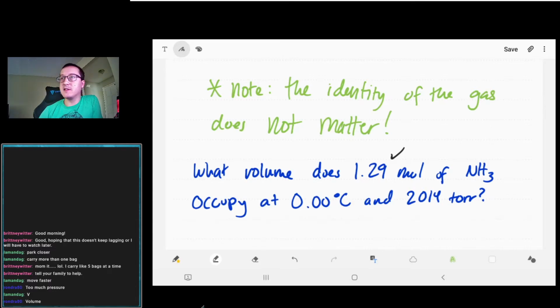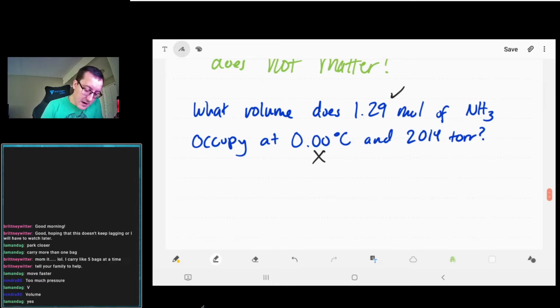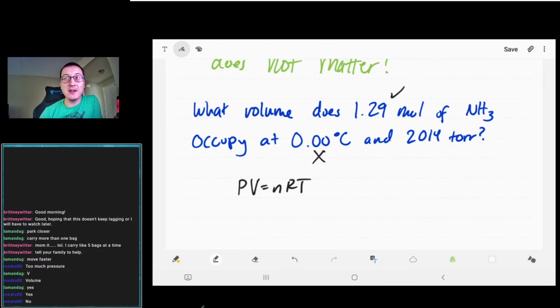Can we use 0 Celsius right away? That one for sure not, right? Because we know that we have to have Kelvin. If we tried to plug in 0 in here, we would just get nothing, and that would completely ruin the point of doing this. So Kelvin can never be 0. For all our gas laws, we must use Kelvin.